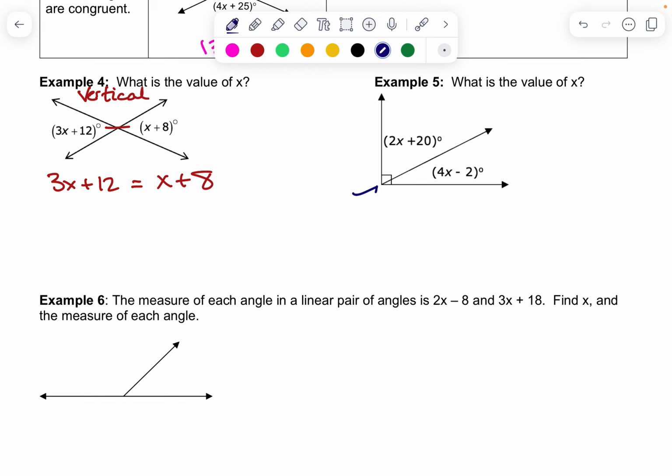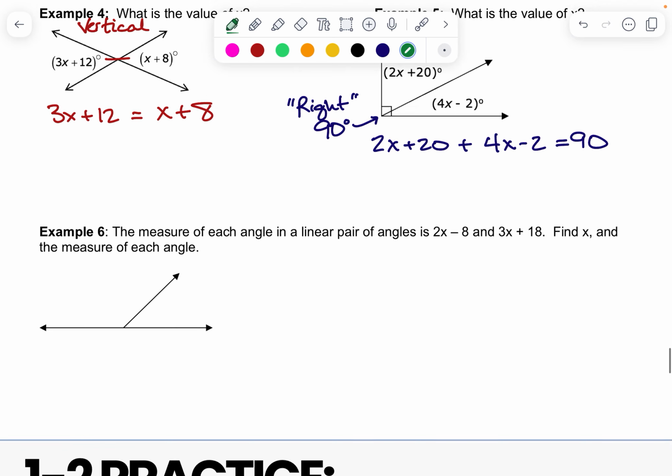Example 5, I've got to look at this little symbol right here. This symbol means that the angle is a right angle, which is also 90 degrees. And these two angles that create it must be complementary. So I can take those two angles and combine them to get my overarching 90-degree angle.